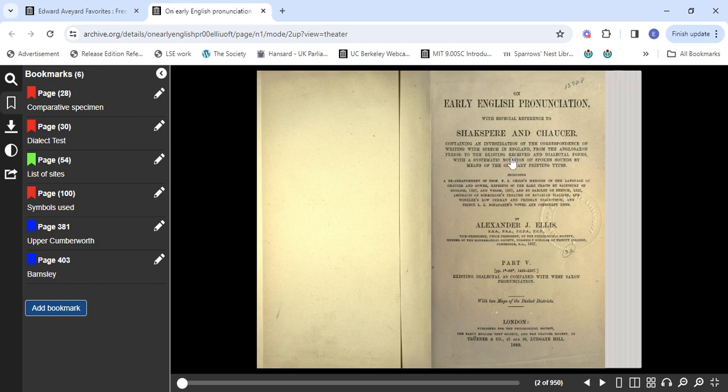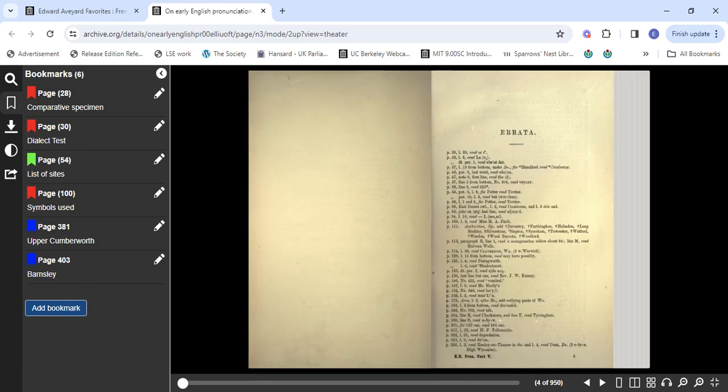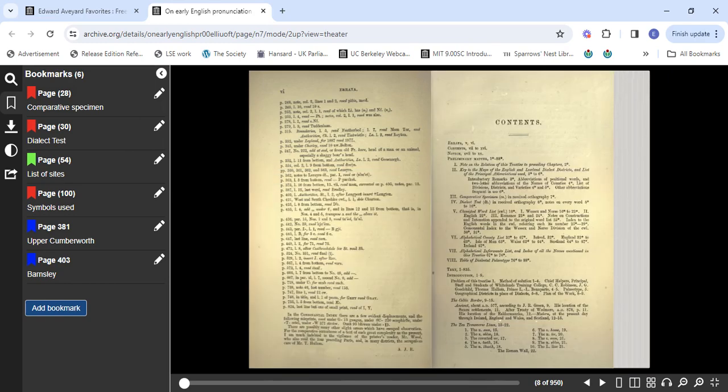The book has a very long title, but it's usually just referred to as On Early English Pronunciation Part 5. If you scroll through this copy in the Internet Archive, which is available for free, this book was written in 1889, so it's long out of copyright.